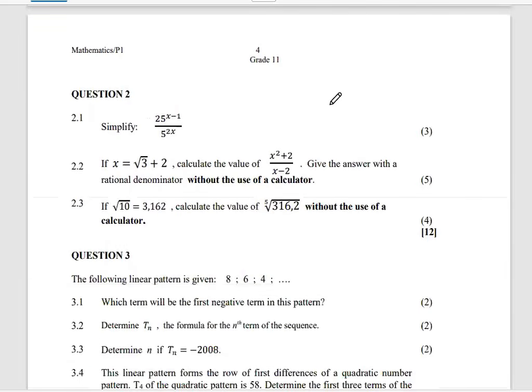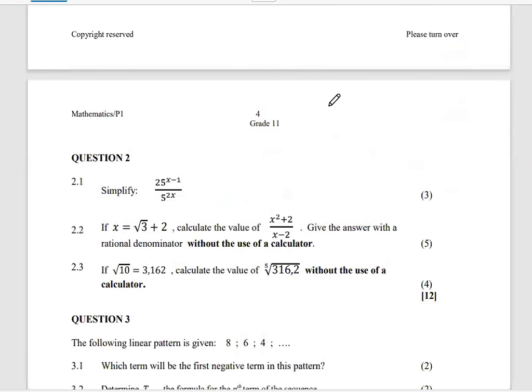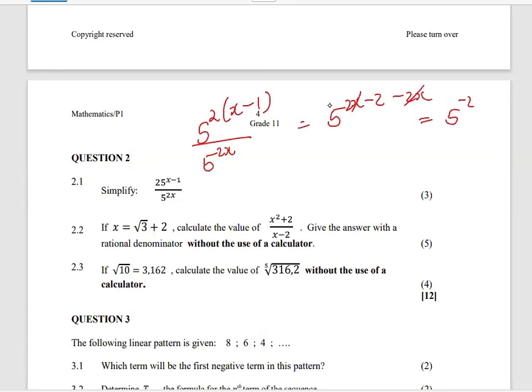Okay, so moving forward, question number 2. They want us to simplify this. 25 to the x minus 1 over 5 to the 2x. How do we simplify this? Create the same bases. Right? So 25 is going to be written as 5 squared. That is x minus 1 over 5 to the 2x. Open up the bracket. We're going to have 5 to the 2x minus 2. And then we need to subtract the 2x since we are dividing. So 2x and 2x will be a 0. Our final answer is 5 to the negative 2, which is the same as 1 over 5 squared, which is a 1 over 25. Okay.